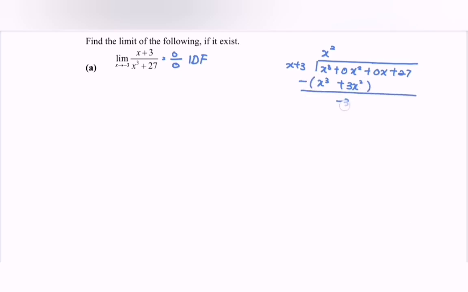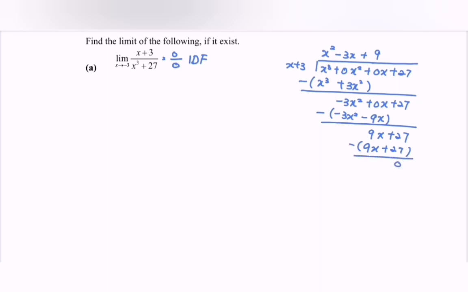So we have x to the power of 3 plus 3x squared. Then we have negative 3x squared plus 0x plus 27. Minus 3x, so here we have negative 3x squared minus 9x. Then we will have 9x plus 27. So plus 9, so here we have 9x plus 27. So we have the remainder 0.